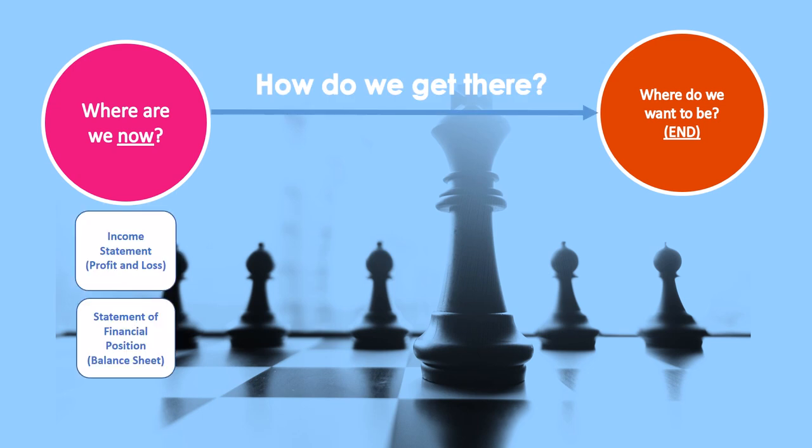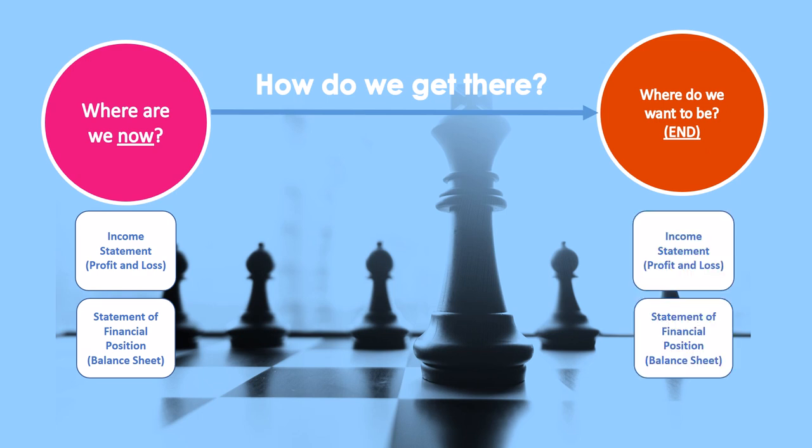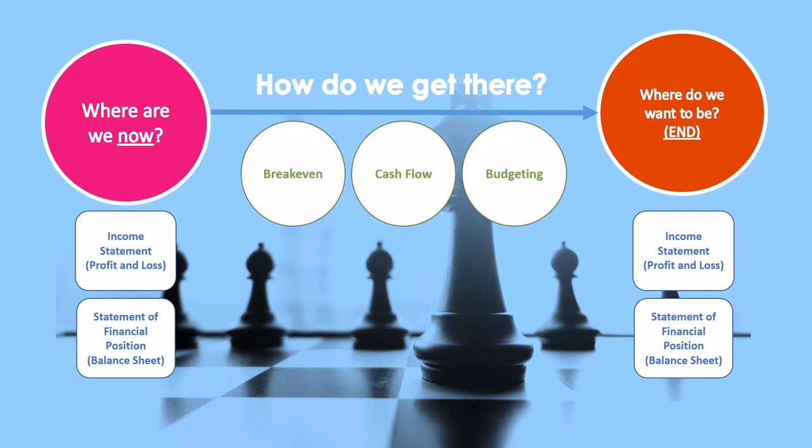The income statement and statement of financial position, the profit and loss and balance sheet, tell you where you are now. They are a review, a statement of where you are as a business. At the end, when you want to judge how well you've done what you wanted to do, you use those 2 things to judge whether you've achieved your objective. So how do you get there? The strategy, the plan. You use these 3 financial documents to help you get to where you need to be.